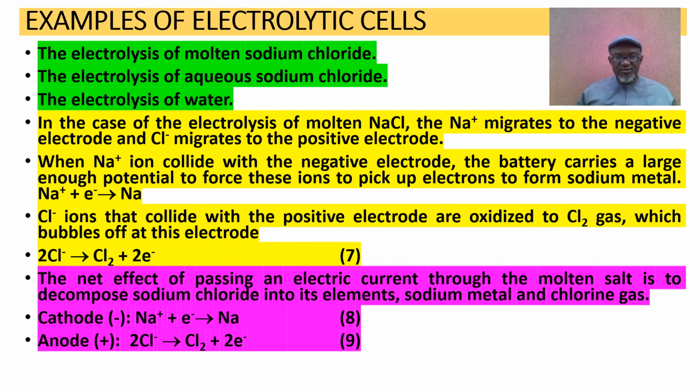Chloride ions that collide with the positive electrode are oxidized to chlorine gas, which bubbles off at this electrode. We see the equation 2Cl- giving us Cl2 plus 2 electrons. Now the net effect of passing an electric current through the molten salt is to decompose sodium chloride into its elements, sodium metal and chlorine gas. And the equation is there. What happens at the cathode and what happens at the anode.